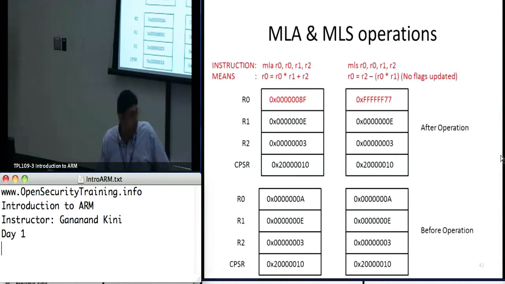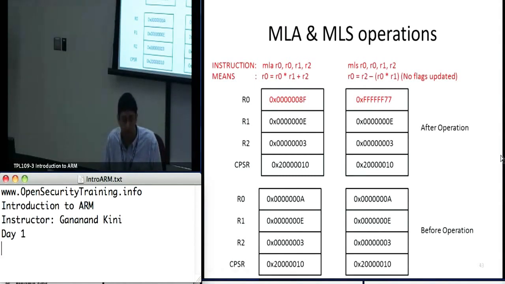So here was an actual example. If R0 has, again, the famous hex value A, and R1 has the hex value E, you're going to get 8F in R0 after the multiply and add. So it's actually multiplying A and E, adding the value 3 to it, and you get 8F. And multiply with subtract is the same thing.